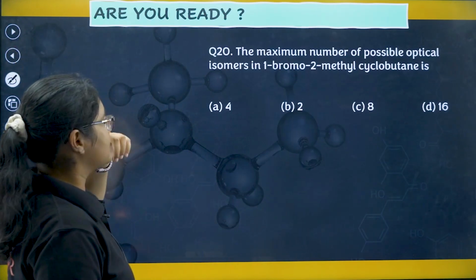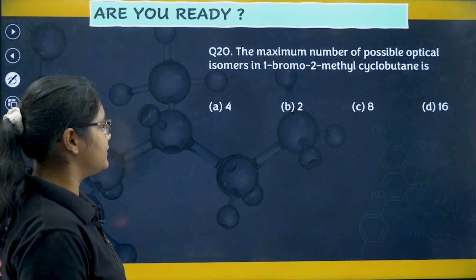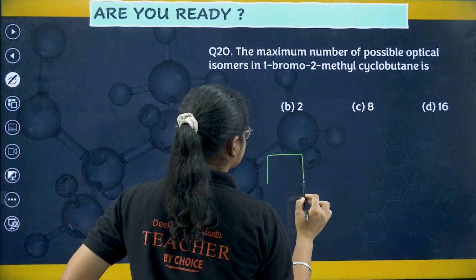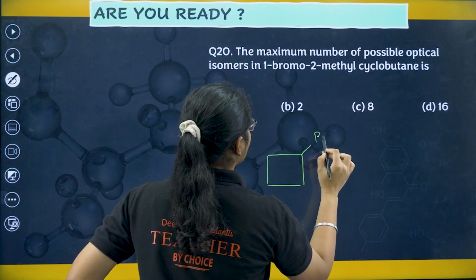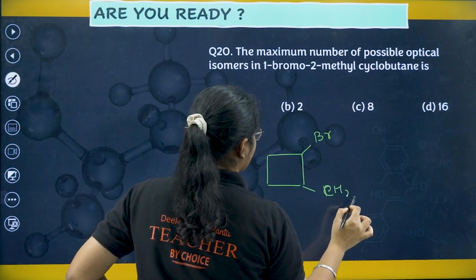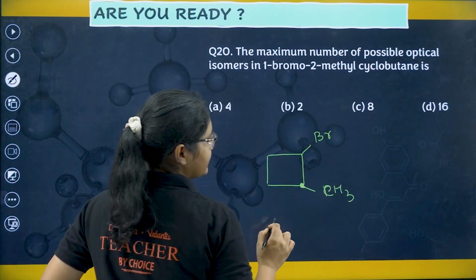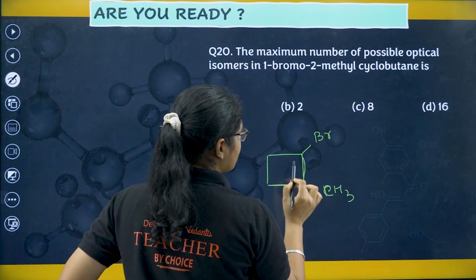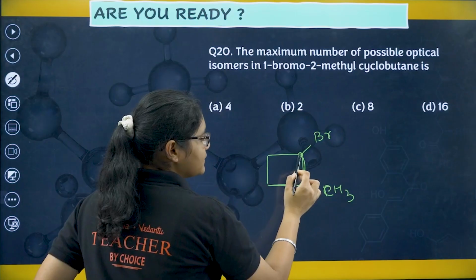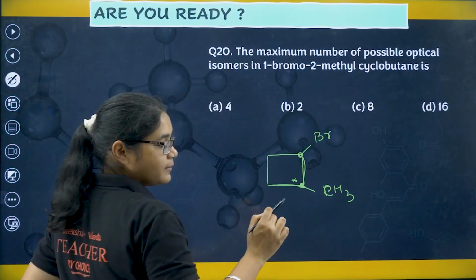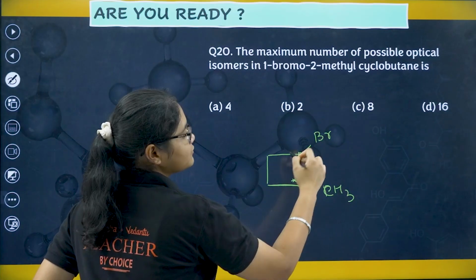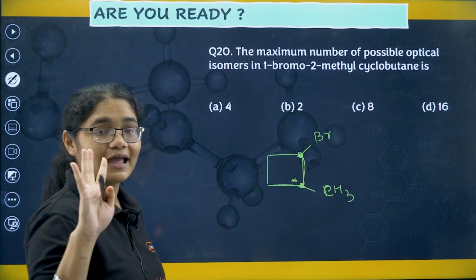Next, we have the maximum number of possible optical isomers in 1-bromo-2-methyl cyclobutane. You have 1-bromo and 2-methyl. Now you see this carbon is optically active, is it? Yes, this carbon is optically active. This carbon is also optically active. So for this particular carbon, this one and its mirror image, and for that particular carbon, this one and its mirror image. So total I will have 4.